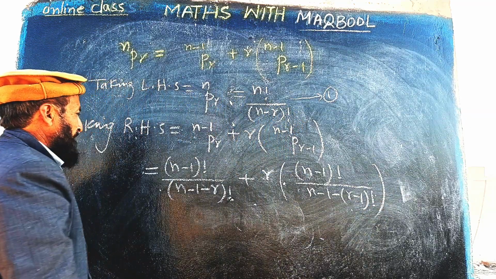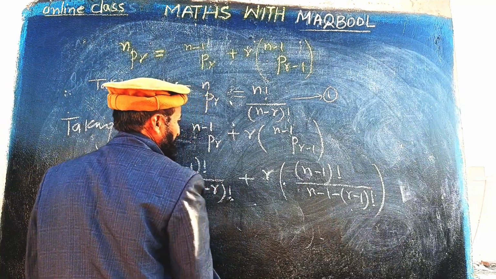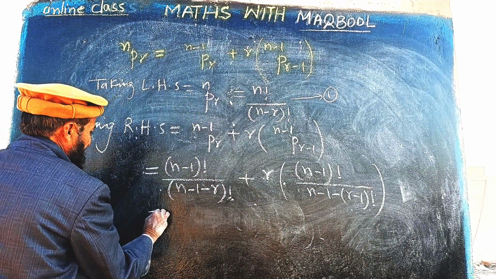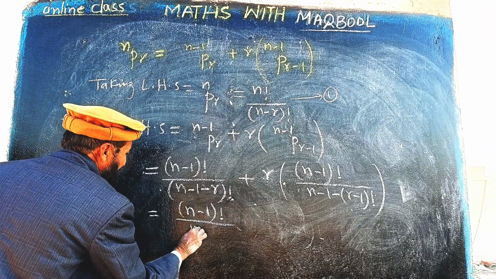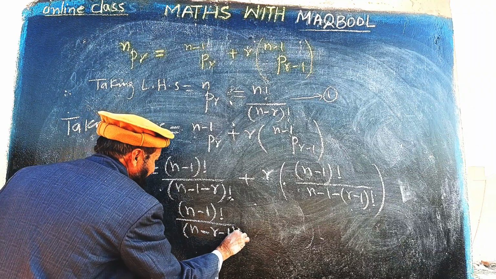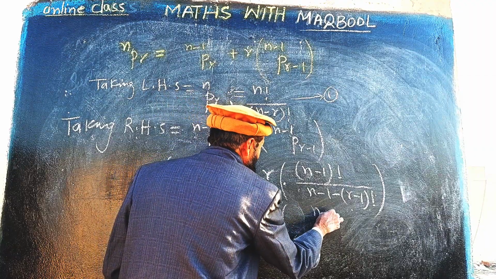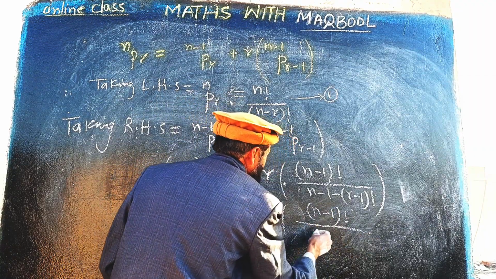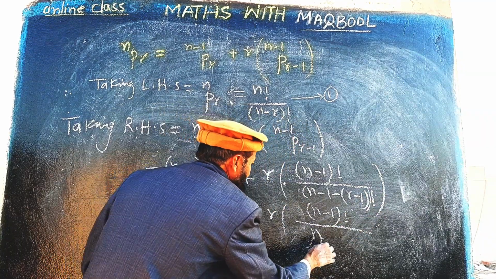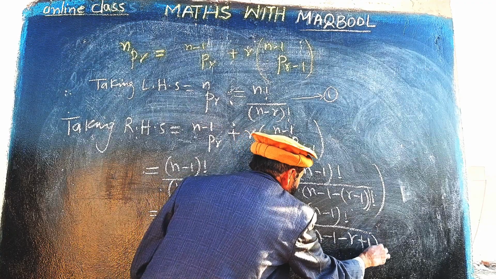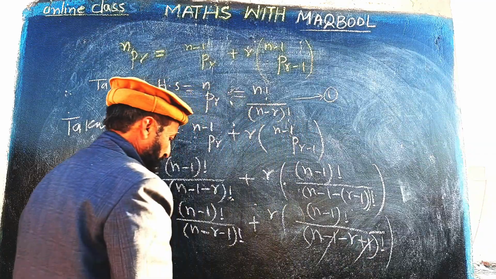Whole bracket closed. Now for further simplification, we have (n-1) factorial and (n-1) factorial, but we are trying to arrange this term. We have (n-1) factorial over (n-r-1) factorial plus r times (n-1) factorial divided by, expanding this term, (n-1) minus r plus 1 factorial. Close the bracket. So minus 1 and plus 1 cancel each other.